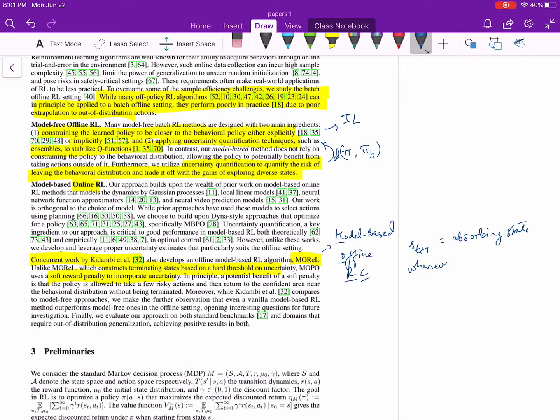Whenever the difference between pi b and pi is greater than some threshold. Here, the softness in MOPO comes from this part being implicitly carried into the reward as we are penalizing it.